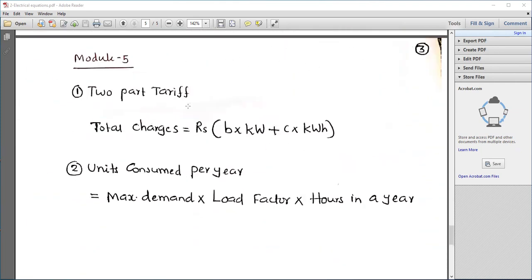In the last module, the two-part tariff equation is very important. It comprises fixed cost and running cost. So this will be the fixed cost. Look at this. So let me explain that. This is called fixed cost and this part is called running cost. So total units generated per year can be written as maximum demand into load factor into hours in a year. Load factor is nothing but average load by maximum demand.